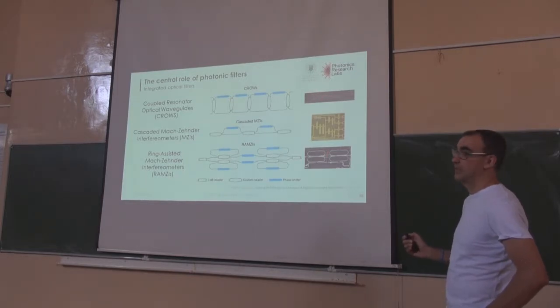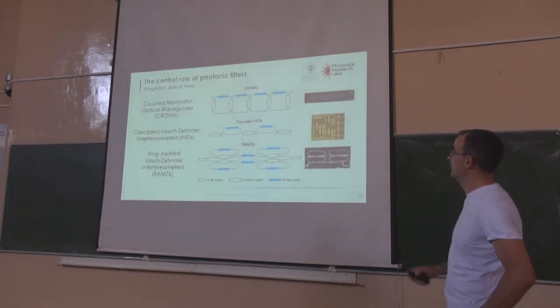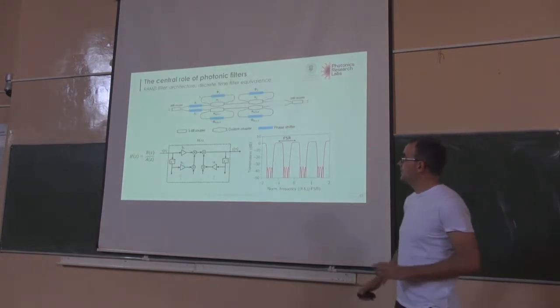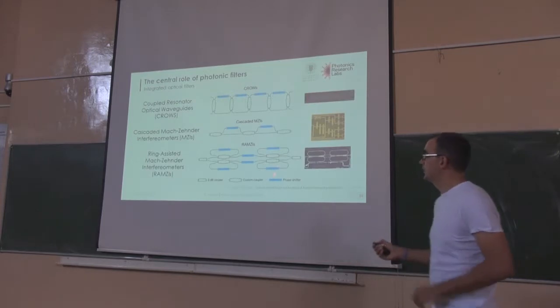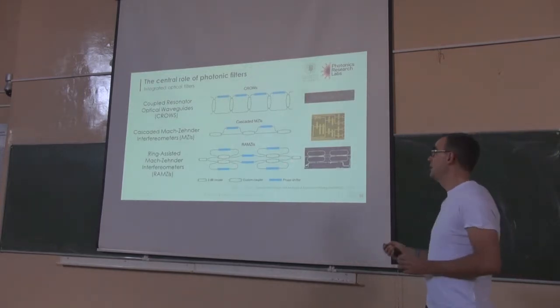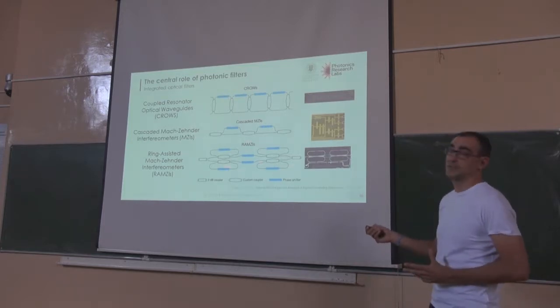These are pictures of actual photonic chips, like coupled resonator optical waveguides, cascaded Mach-Zehnder interferometers, and ring-assisted Mach-Zehnder interferometers, where you have different photonic building blocks: couplers, custom couplers, 3dB couplers, and phase shifters. This we saw yesterday. So today I wanted just to give a little bit more insight on this type of filter, which is very versatile. As I said yesterday, you can synthesize nearly every filter response with this filter architecture.